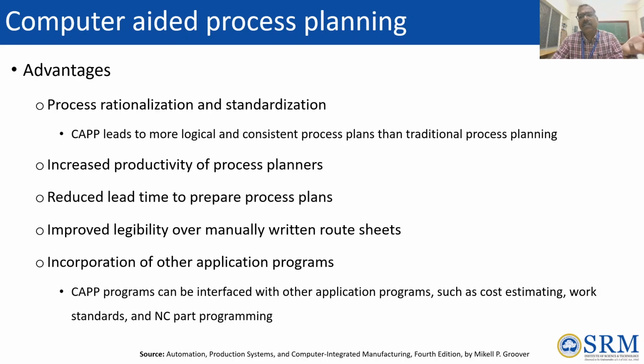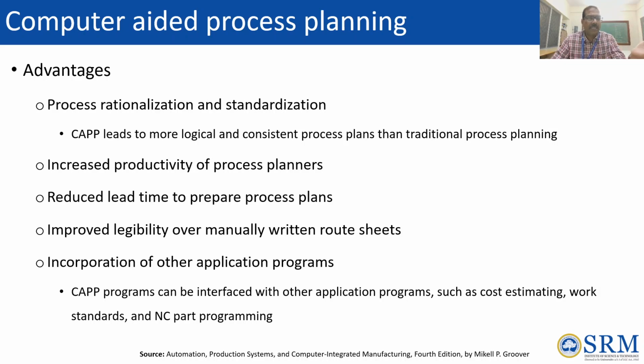So what are the advantages of computer assisted part programming? Process planning is one support. It rationalizes and standardizes. CAP leads to more logical and consistent process plans compared with traditional process planning. Why? Traditional process planning depends on individuals, right? So their skill set, experience, knowledge. But computer-assisted process planning will give a logical and standard process plan compared with the traditional one, and we can get increased productivity for the process planner.